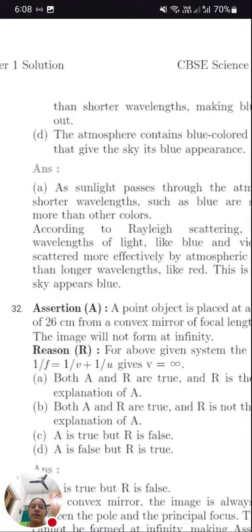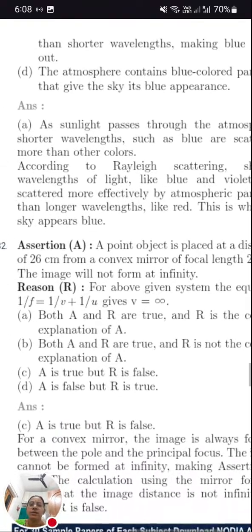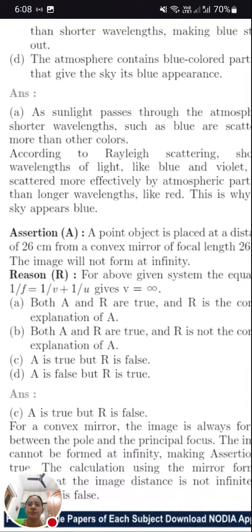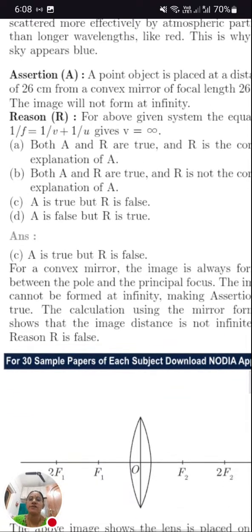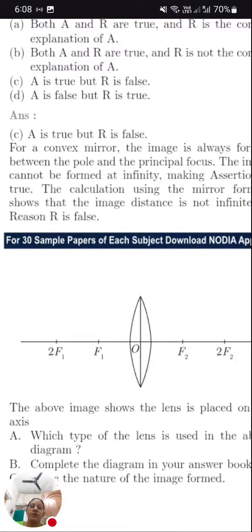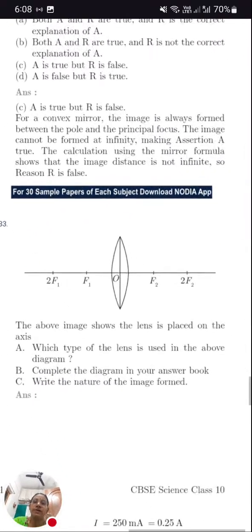So v is infinity. Both A and R are true. Here, the image will form at infinity. A is true, but R is false. As we know the formula, 1 upon f is equal to 1 upon v plus 1 upon u. Here 1 upon f and 1 upon u are equal: 1 upon 26 plus 1 upon 26. So v we will get as 13. It's not infinity. So the second statement, the reason, is wrong. A is true, but R is false. Option number C.